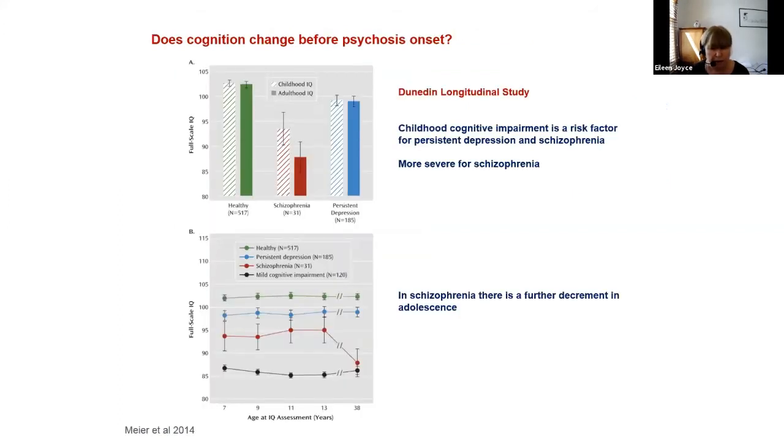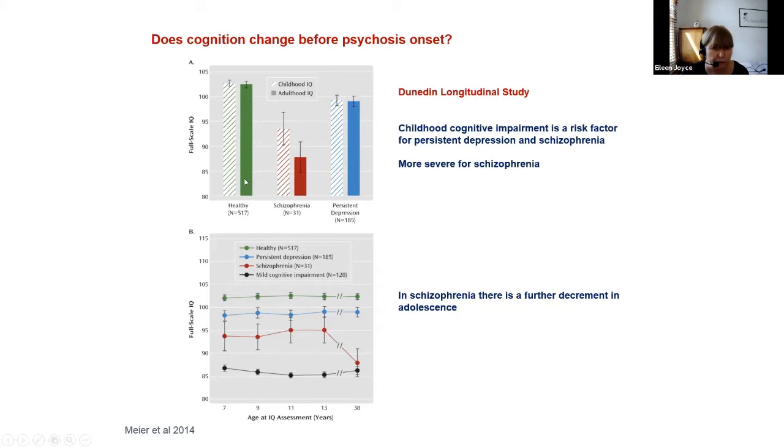So there seems to be cognitive impairment in a subset of people who go on to develop schizophrenia throughout their life. But does cognition change at all again before psychosis onset? So this is taken from the Dunedin longitudinal cohort study, which looked at children every 5 years as they were growing up. And once they reached adulthood, they could look at the effect of different factors during development on adult mental illness. So they looked at IQ in childhood and adulthood.